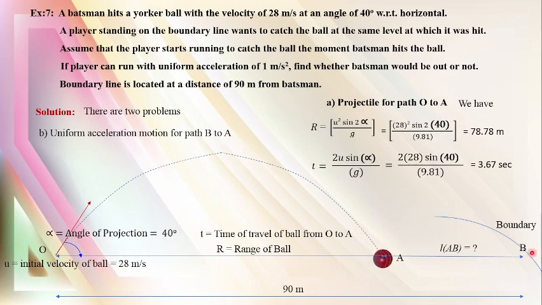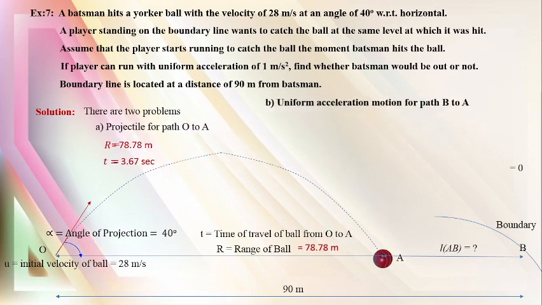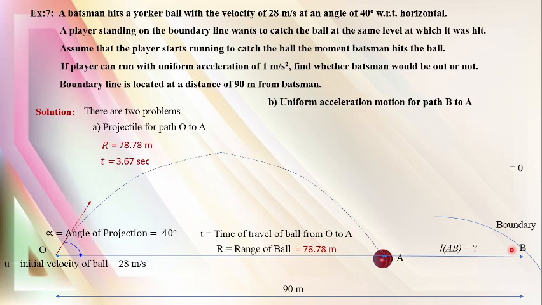Is it okay? Now the moment the batsman has hit the ball, the fielder starts running from B to A. So let us move ahead and have the further analysis. Now the second part of the problem we are going to take: the uniform acceleration performed by that fielder to catch the ball from B to A.